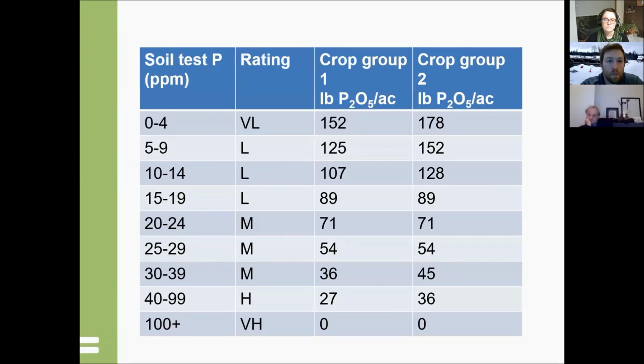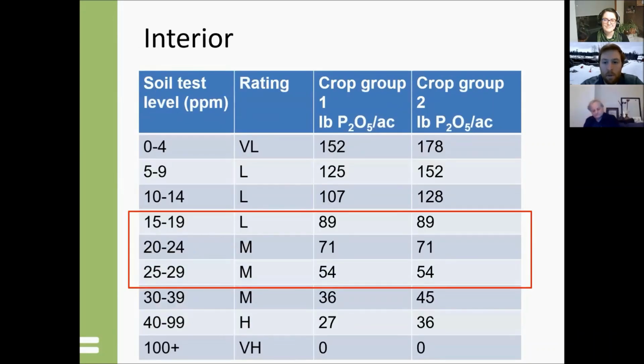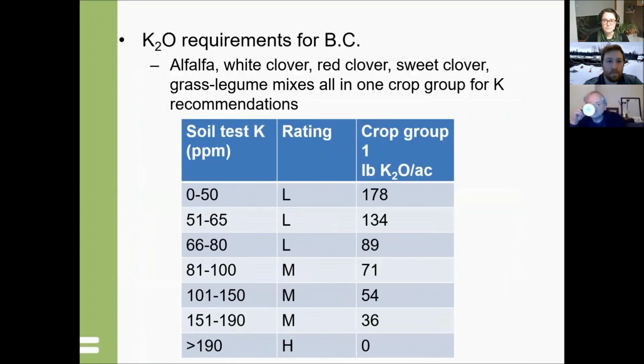So based on those and our soil test rating, we can determine how much we need to supplement to most effectively grow our crop. And like I promised, most of the soil tests I see from the interior usually are in that 15 to 29 range. So if I said your crop in the first crop group, somewhere between 54 and 89 pounds per acre, or if the crop's in the second group, also between 54 and 89 pounds. So hopefully not a ton, and hopefully not a huge cost to supplement those nutrients.